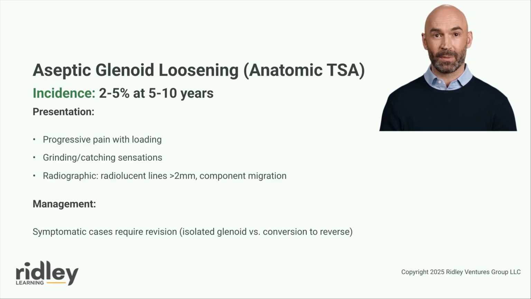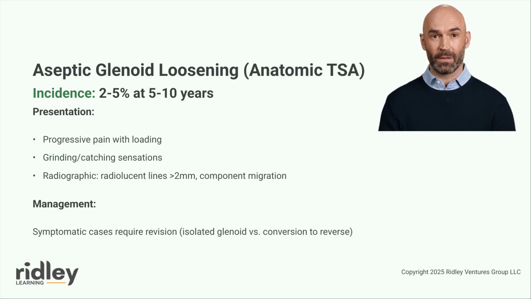Loosening is typically asymptomatic in early stages and detected on routine surveillance radiographs as progressive radiolucent lines surrounding the glenoid component, but eventually manifests as pain with loading, grinding, or catching sensations, and loss of function as component subsidence and eccentric wear progress. Risk factors for glenoid loosening include rotator cuff deficiency or secondary cuff dysfunction leading to superior humeral migration and eccentric loading, glenoid component malposition, particularly superior tilt, poor bone quality, and suboptimal cementing technique.